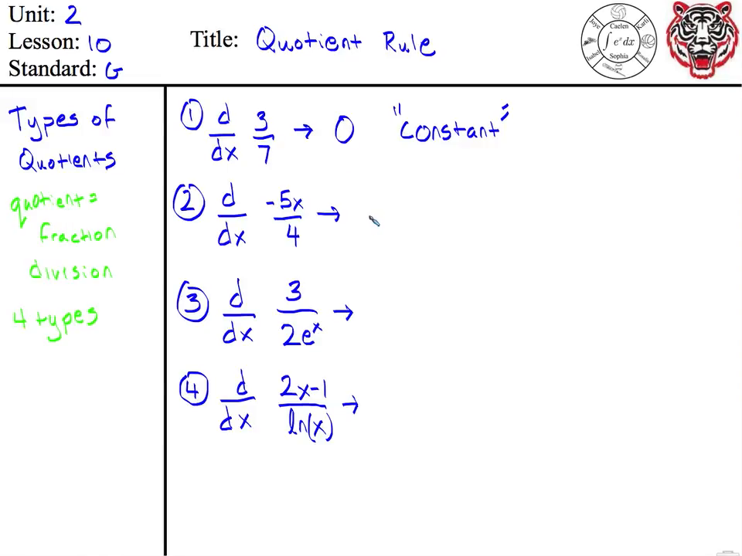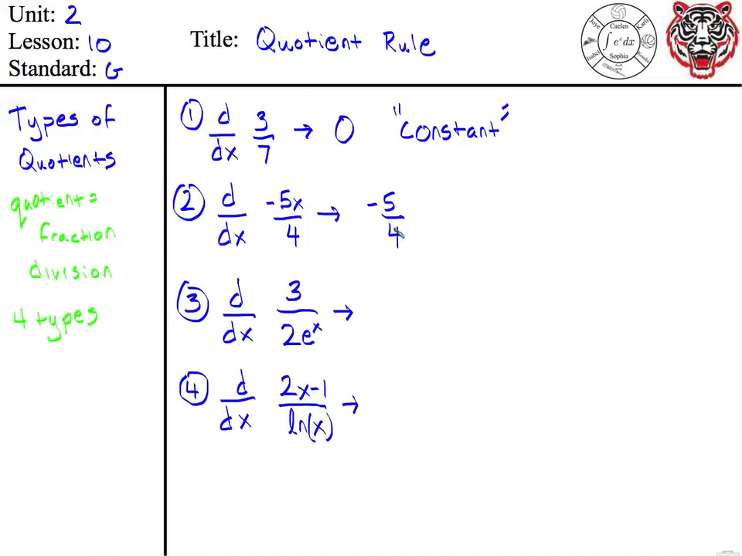I changed it in the notes, because otherwise it would have been the same type as number 3. I apologize. What about number 2? The derivative of this quotient. It'd just be negative 5 over 4. Why? Negative 5 over 4.